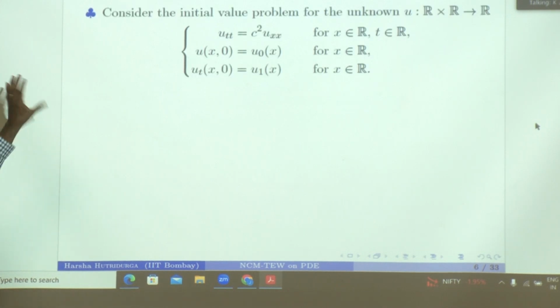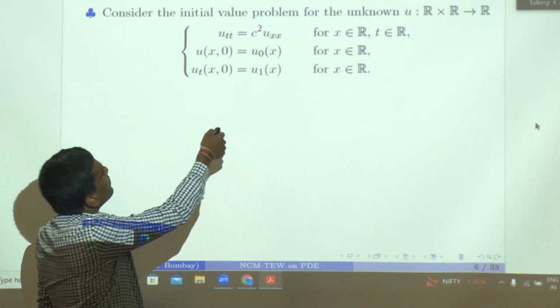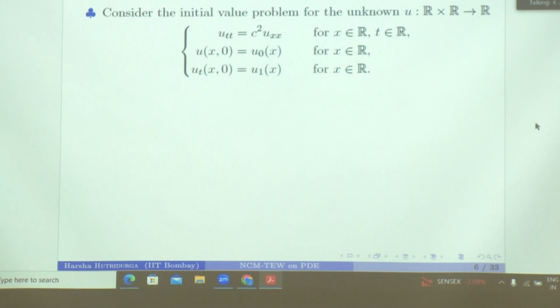And this is the most general wave equation on the real line, in the sense that we have thrown in this constant also, c square. C is just some positive number, a fixed constant.